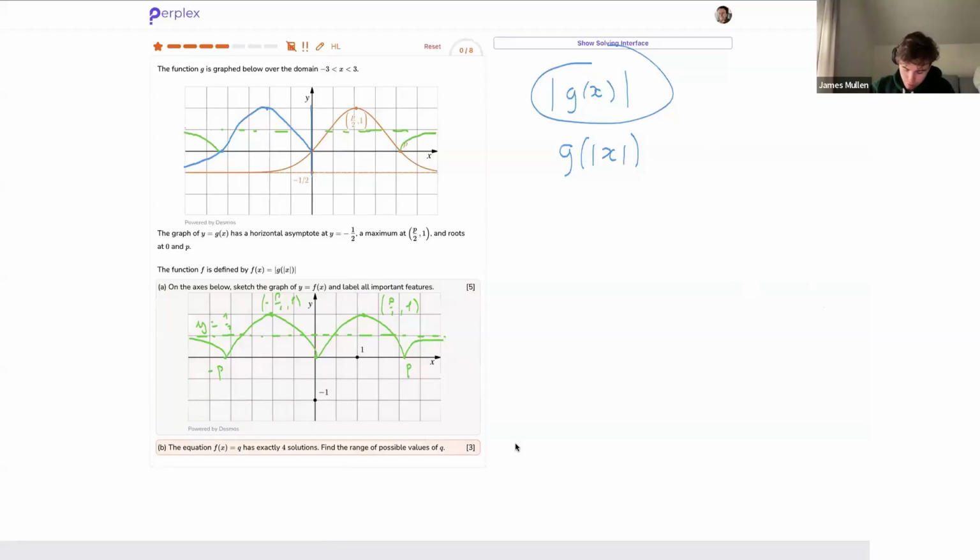So f of x equals q. Remember, imagine I was doing this with my calculator, I would graph f of x in one line, and in the next line I would do y is equal to q, and I would look for the intersections of those two things. And y is equal to q is a horizontal line. So it's going to correspond to the intersections of something like this, okay? And I'm being told that this has exactly 4 solutions, which means it intersects the graph in exactly 4 places. So I'm going to draw a few different lines, and we're going to count how many solutions that gives.